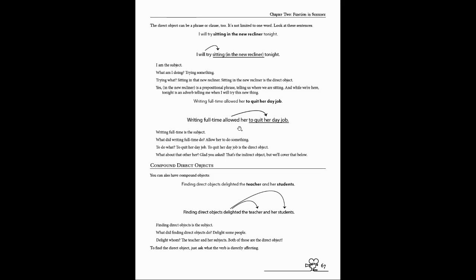If I look here, writing full-time allowed her to quit her day job. So you're like, all right, writing full-time is my subject. What is it doing? It's allowing something. It's allowing the quitting of the day job, right? So that whole thing is the direct object. Now, just like you can have compound subjects and you can have compound verbs, you can have compound direct objects. It just means there's more than one in the same sentence. So finding direct objects: delighted whom, right? The teacher and her students. So those would be compound direct objects.